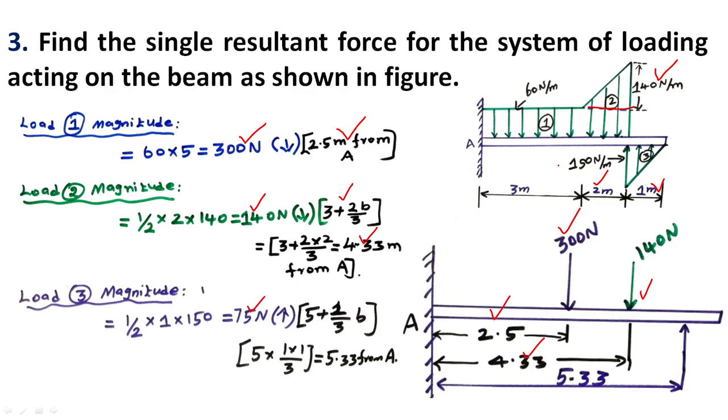75 Newton. The distance of this load from A is 5 plus B by 3, that is 1 by 3, so 5.33 from A. Once you solve this, the problem is easy and simple.